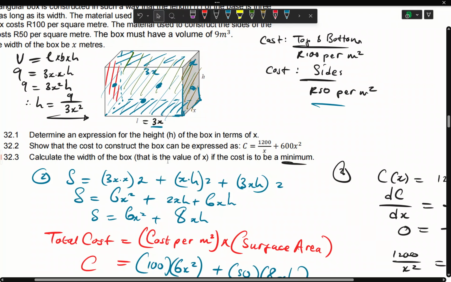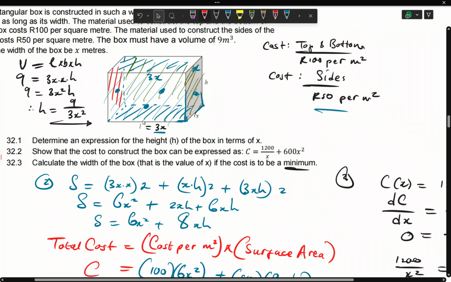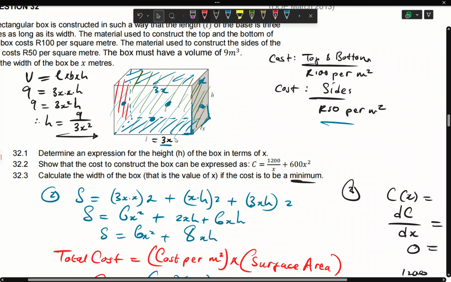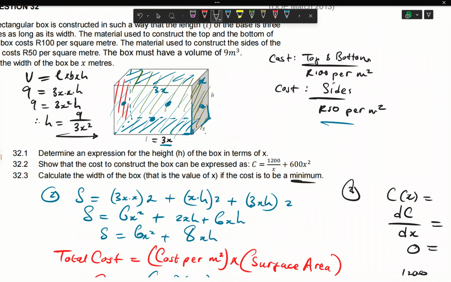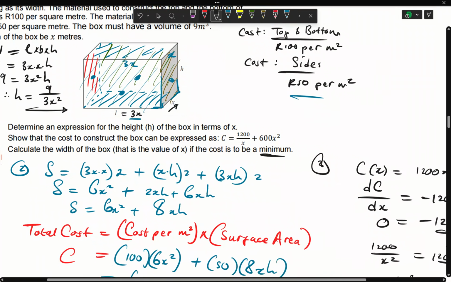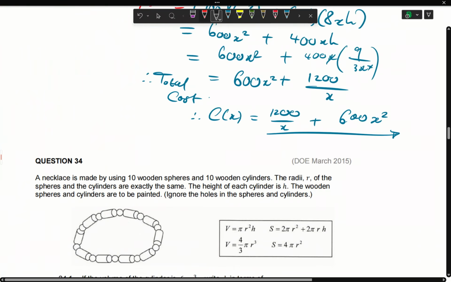So now let's go back to the question and make sure that we answered what they were looking for. Calculate the width of the box. The value, or that is the value of x. Okay. Calculate the width of the box. Remember, the width is what? The width is just the x. So if they said that the length, it means you have to say 3 multiplied by the value that we got there. You understand? But we are done. That's the answer.